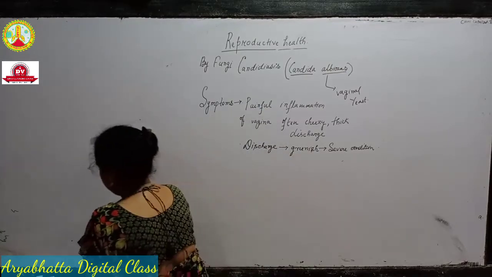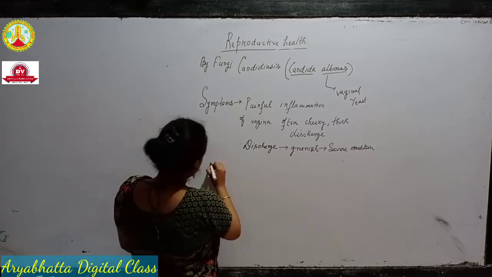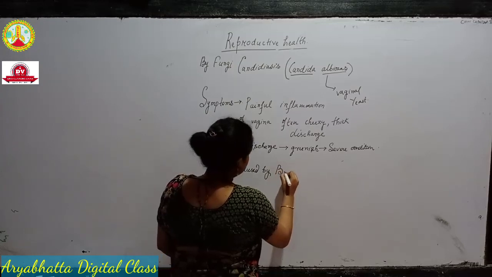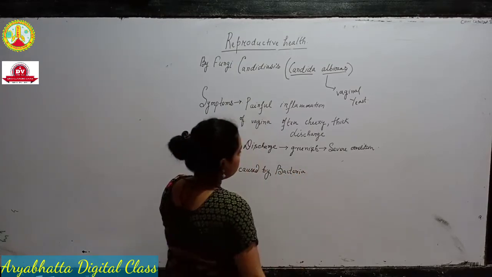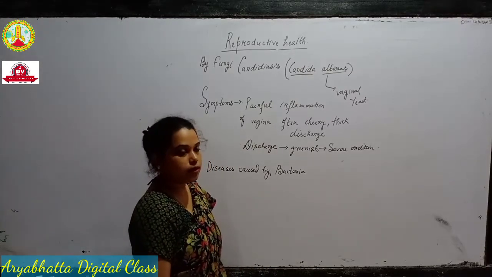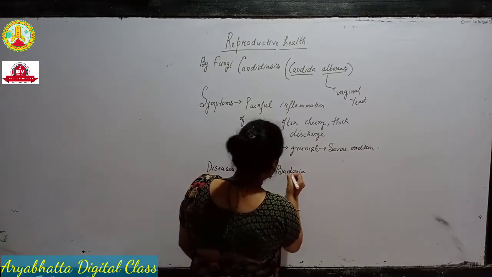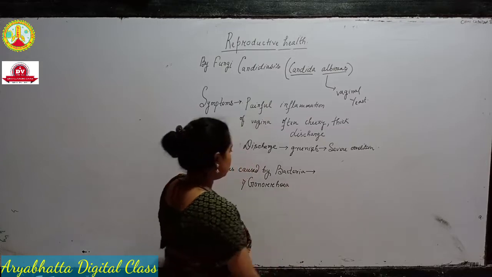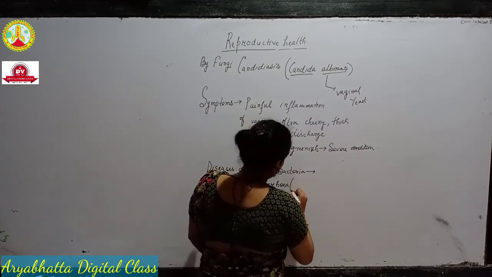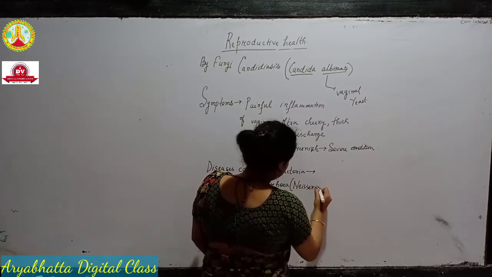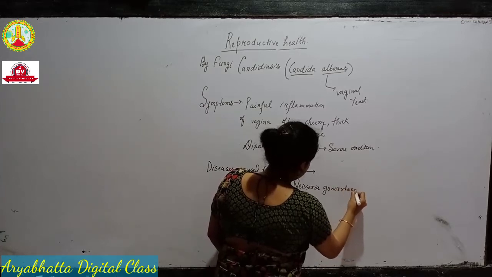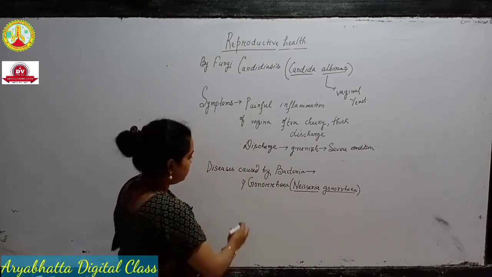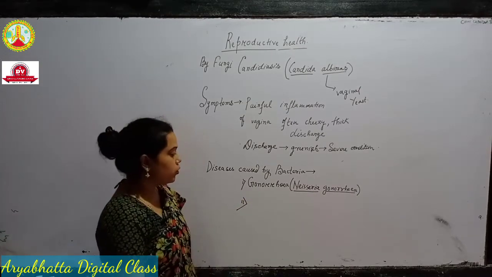So next we will see diseases caused by bacteria. The diseases which I have mentioned here are all important, so go through these diseases and their symptoms. Number 1, gonorrhea. Gonorrhea is caused by a bacteria named Neisseria gonorrhoeae. The scientific name should be underlined. Another one is there. The symptoms are more or less the same.